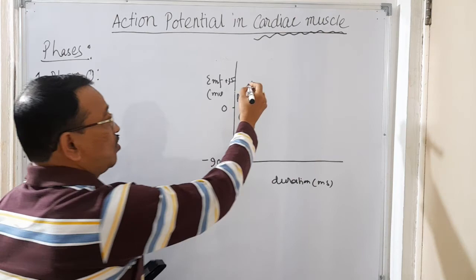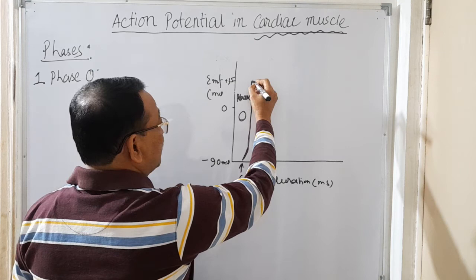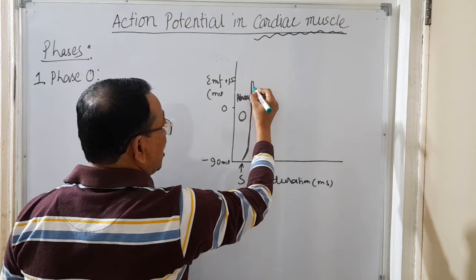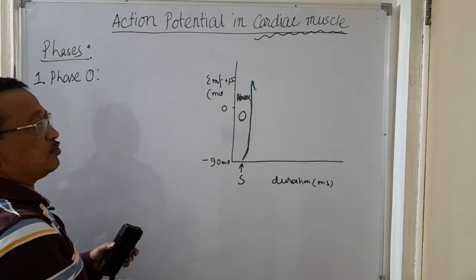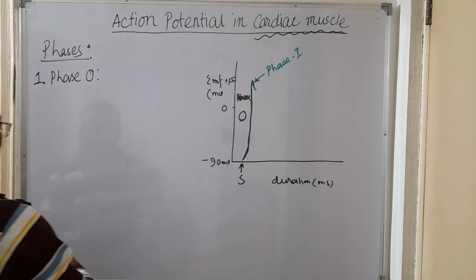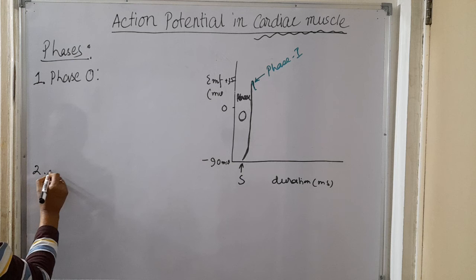Now once it reaches around plus 35 millivolt, after that there is a sharp fall of the inside electropositivity, and this is the phase which is known as phase 1. So this is the second phase, that is known as phase 1.